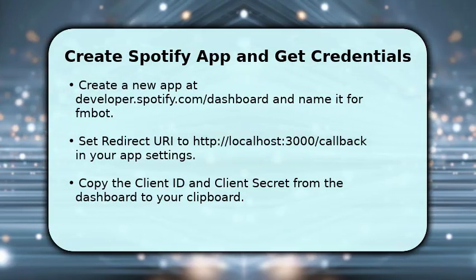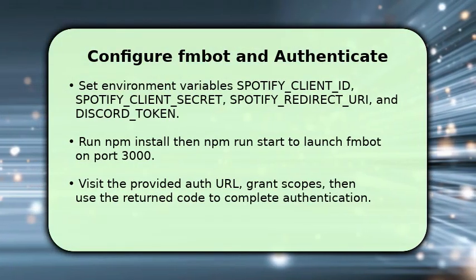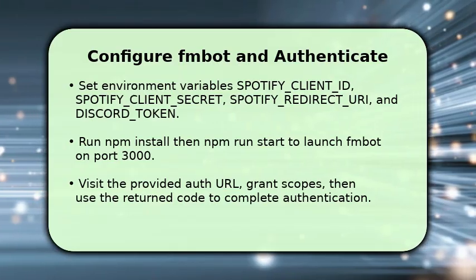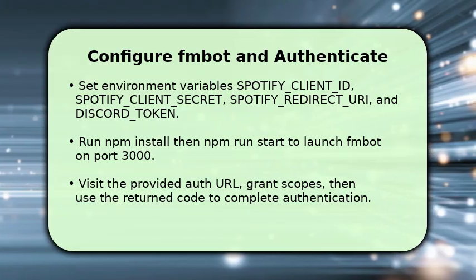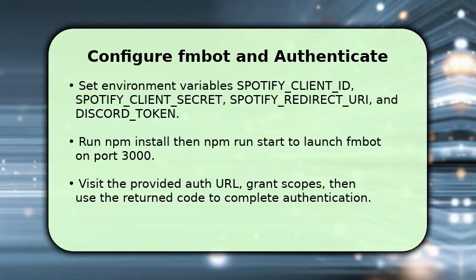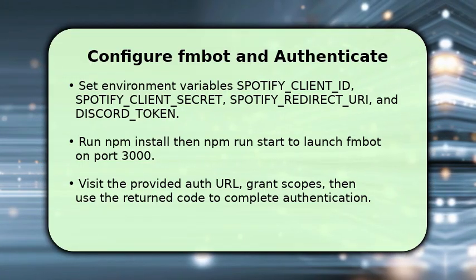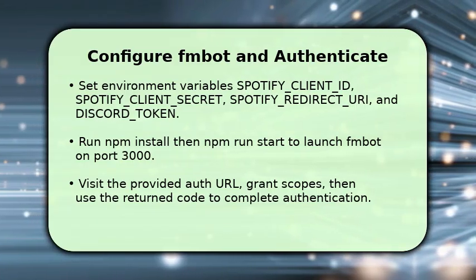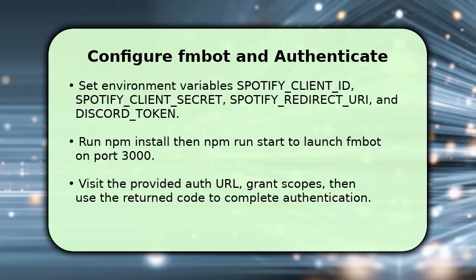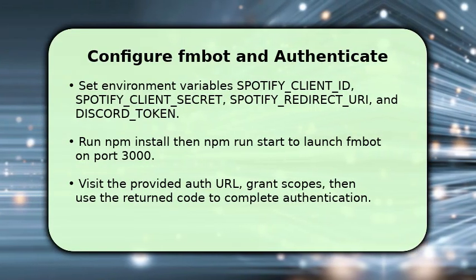Set environment variables Spotify client ID, Spotify client secret, Spotify redirect URI, and Discord token in a .env file. Run npm install, then npm run start to launch Fmbot on port 3000. Visit the provided auth URL, grant scopes, then use the returned code to complete authentication.